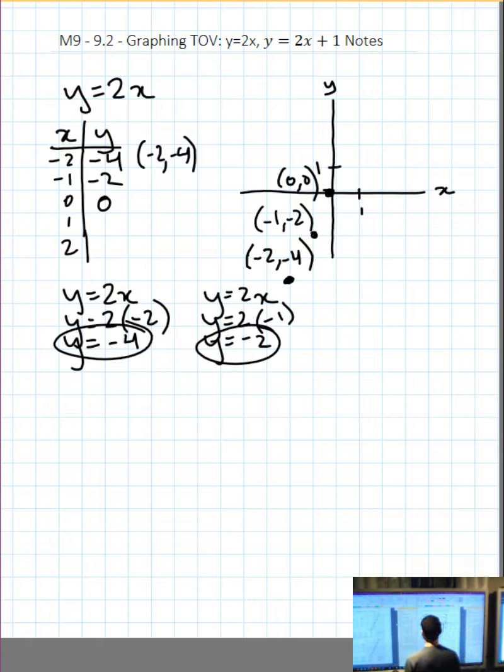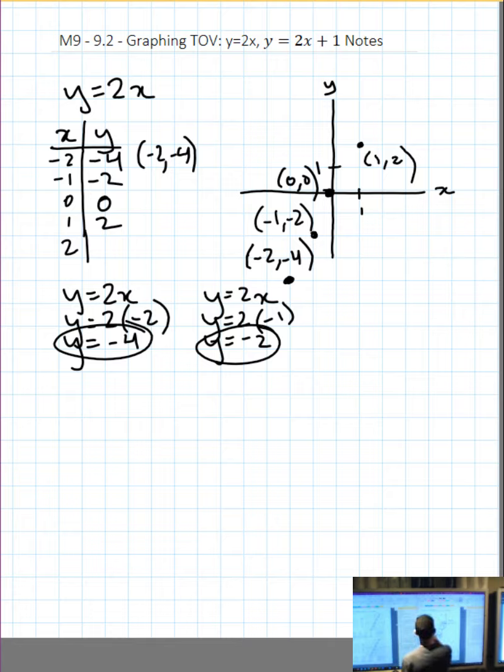Next value in the table, x is 1. Put a 1 in for x. 2 times 1 is 2. 1, 2. Put the point on the graph, 1, 2. Label the point. You may also start recognizing things like how the points just go up 2 over 1, up 2 over 1, up 2 over 1. We're going to start picking up on some of those patterns in higher level grades, or feel free to go ahead and watch those and do those on your own now.